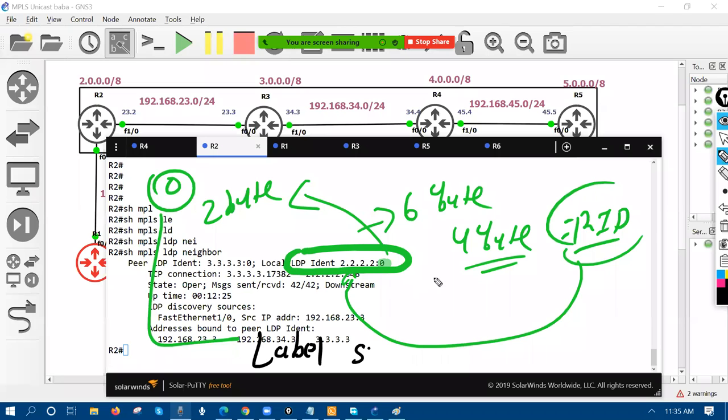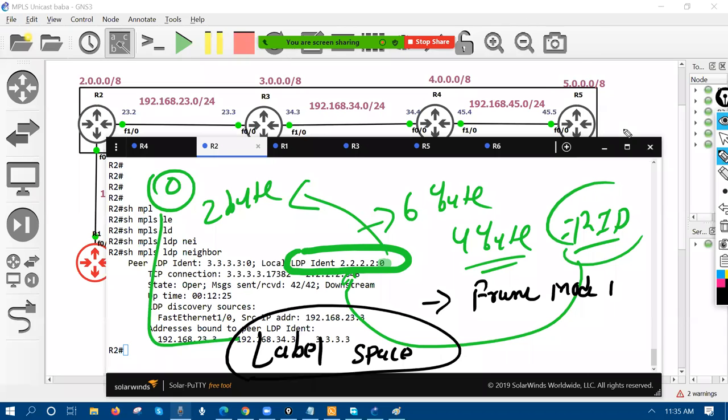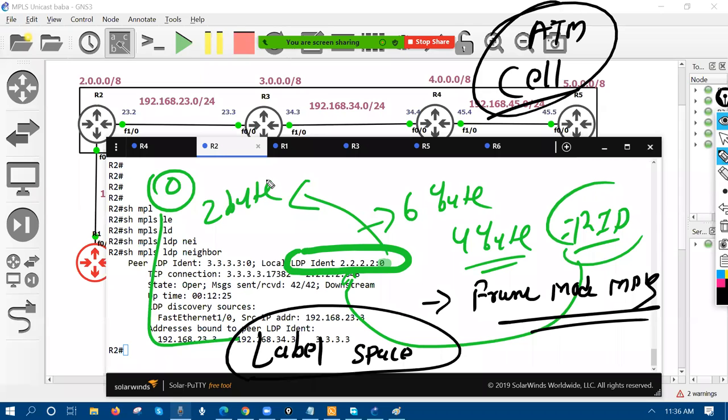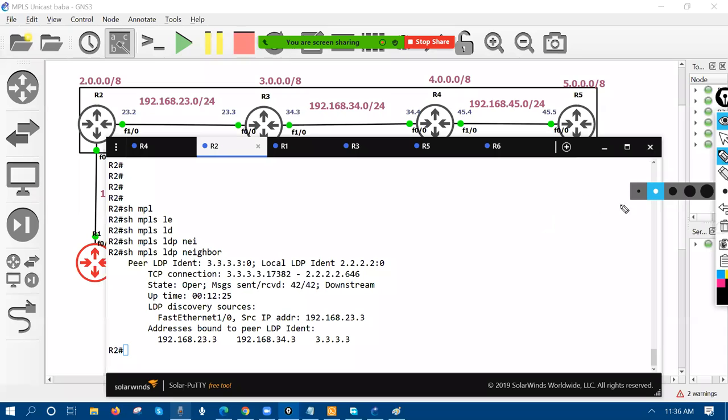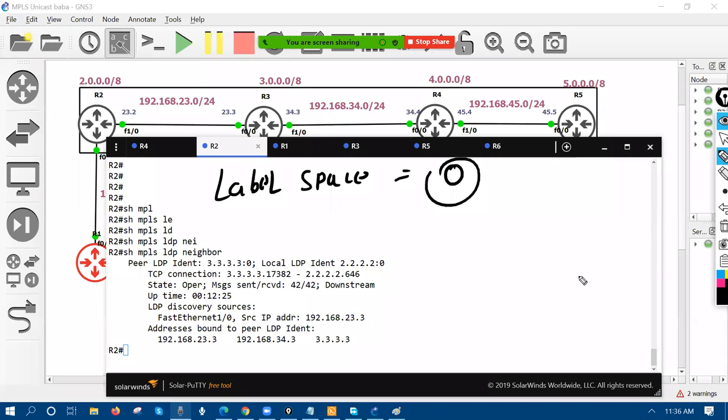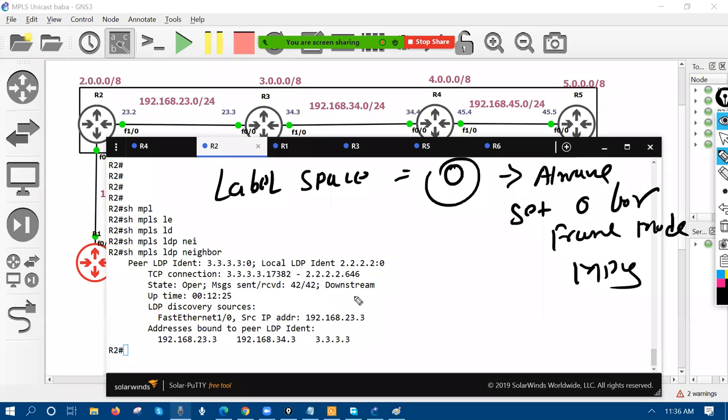And it is always set to 0 in frame mode MPLS. Yesterday we saw that we have cell mode as well as frame mode; cell mode MPLS was used in ATM, right? In frame mode MPLS, what happened? This zero is going to represent the label space. And this label space will be what? Label space is always set to 0 for frame mode MPLS. The label space we have is per platform and per interface.